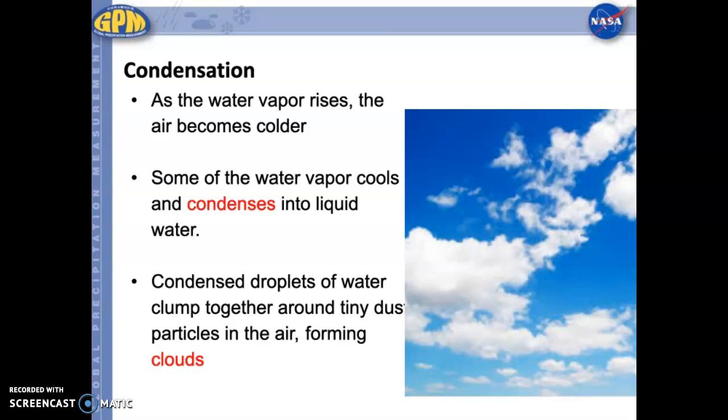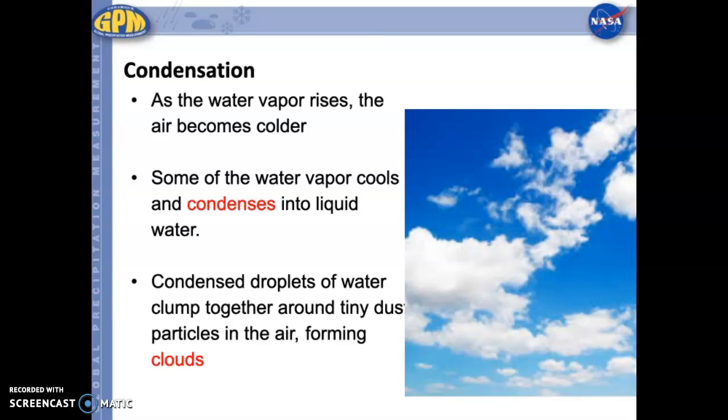Condensation is happening up in the atmosphere. As the water vapor rises, the air is going to become cooler, because as you travel up in the troposphere, which is the lowest level of our atmosphere where all of our weather is taking place, it's going to start to become colder. Some of the water vapor, as it rises up, is going to cool down. Some of it will condense and turn into liquid water. So now it's turned from a gas back into a liquid.